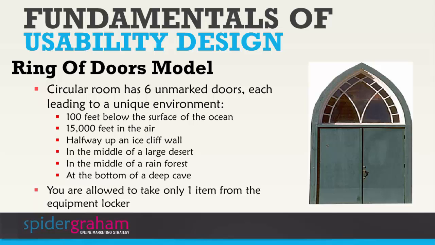And there's a timer that's counting down, and it notifies you that within the next 3 minutes, the room is going to be filled with poisonous gas. So your job is to figure out what you need to take out of that equipment locker and which door you should walk through. Well, here's the problem. There's 6 doors surrounding you. You don't necessarily know what door goes to where, but you do have a list of all of the possible destinations. So one of the doors will drop you off 100 feet below the surface of the ocean. Once again, might be a bad place to be. Another will drop you 15,000 feet in the air. Another halfway up an ice cliff wall, another in the middle of the desert, another in the middle of a rainforest, and another at the bottom of a deep cave.